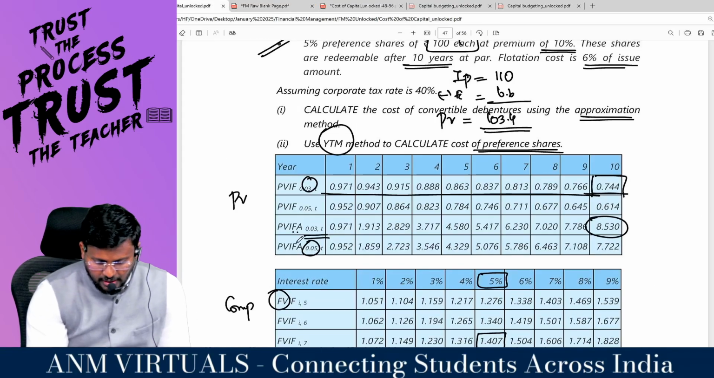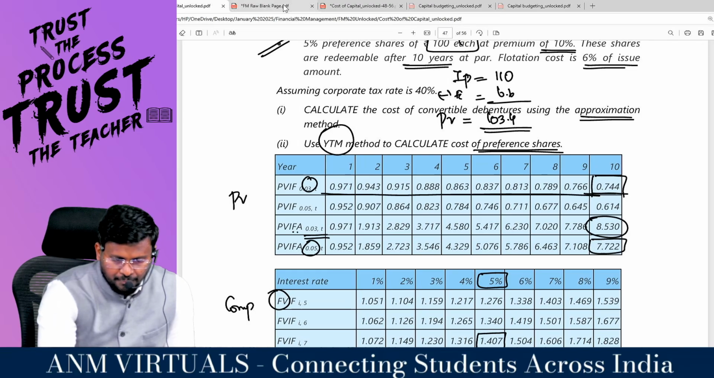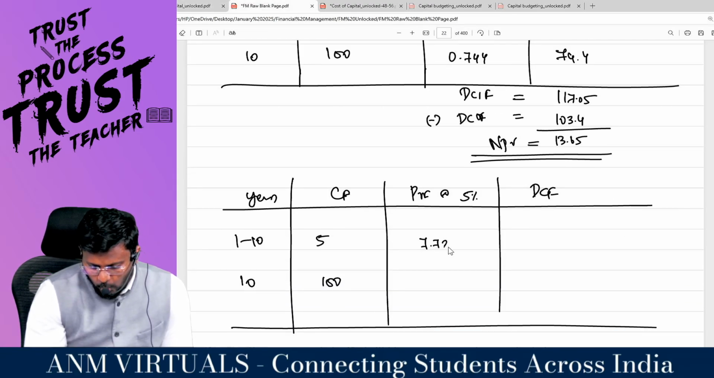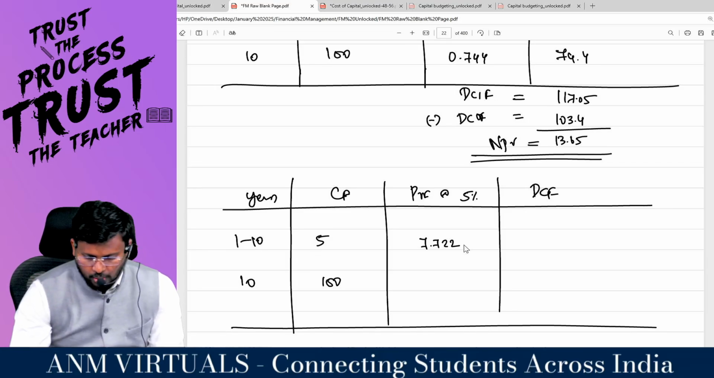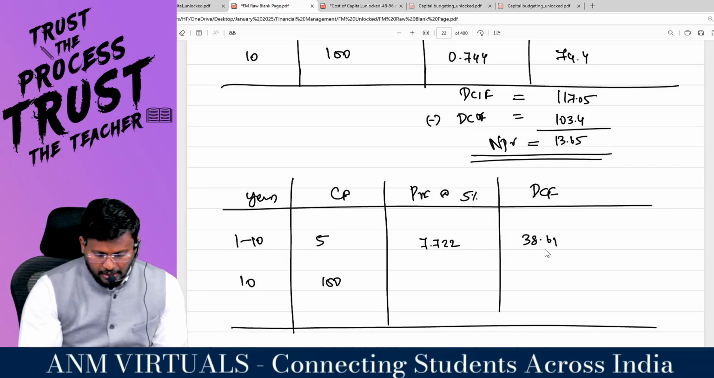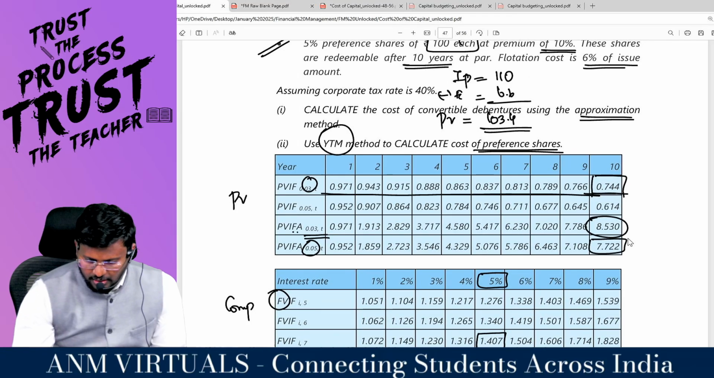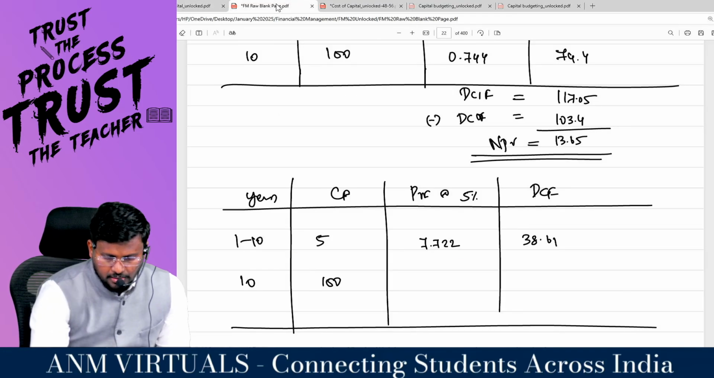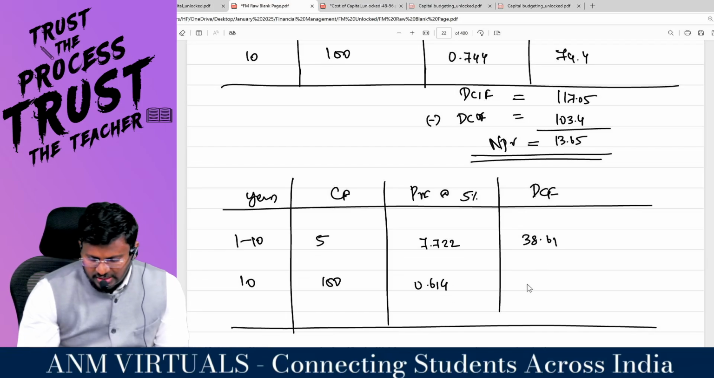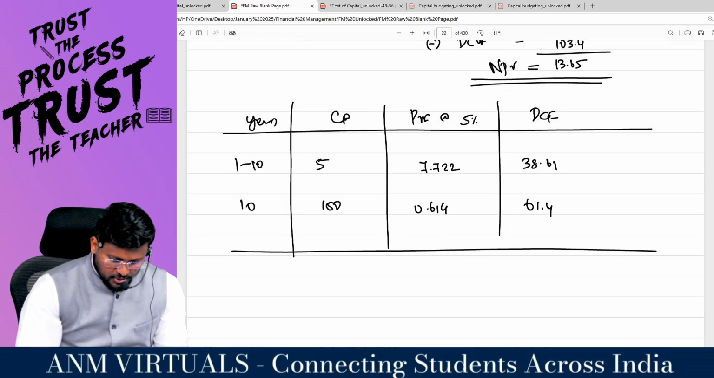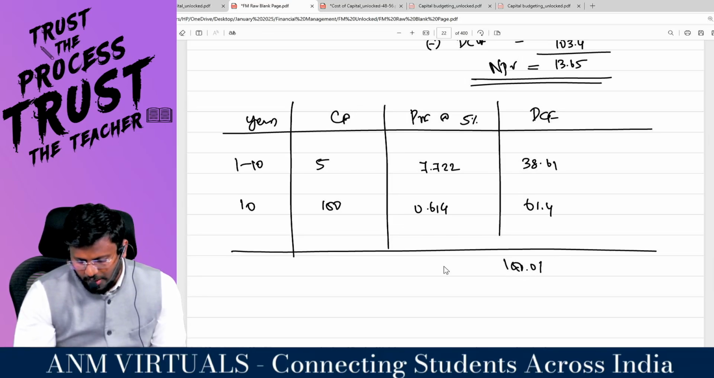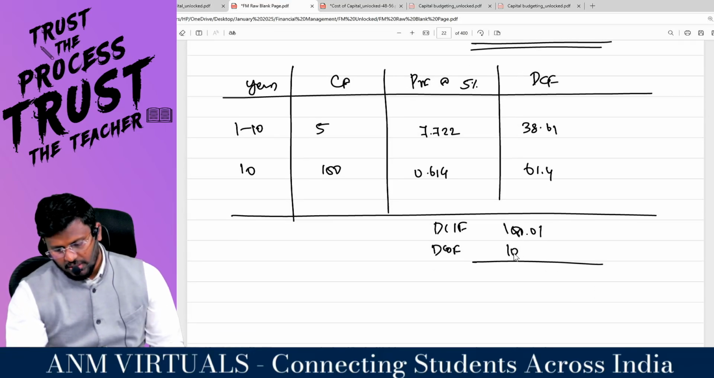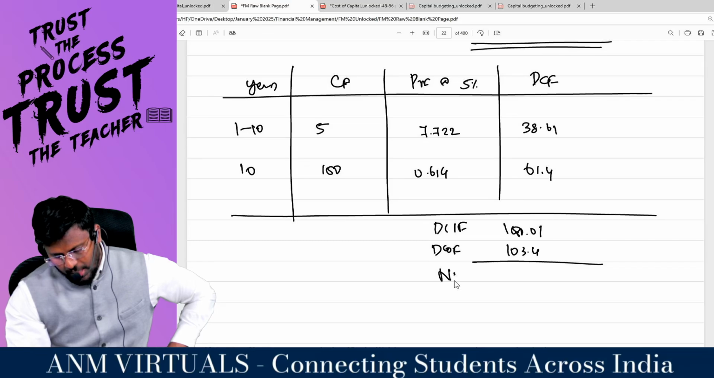Now this time I am going with 5%. For 5% the total is 7.722. Comfortable? So 7.722 into 5 comes to 38.61. Are you really with me? And here for the 10th year, just take 0.614. So 61.4 plus 38.61 comes to 100.01. This is the discounted cash inflow. So my discounted cash outflow will be 103.4. So my NPV will be negative.